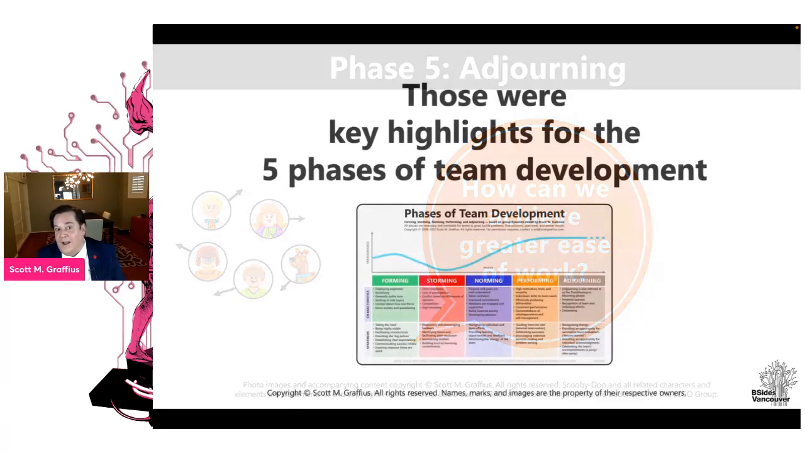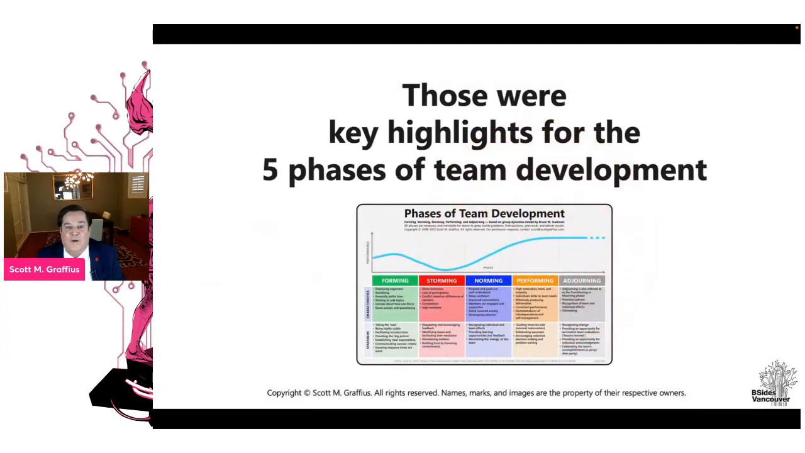And so those are the highlights of the 5 phases of team development. I do want to address briefly one of the frequent questions I get. The direction is typically, or almost always, and I don't have an exact percent for you because it varies by organization, but we'll just say it's a lot, going from left to right: forming, storming, norming, performing, adjourning.